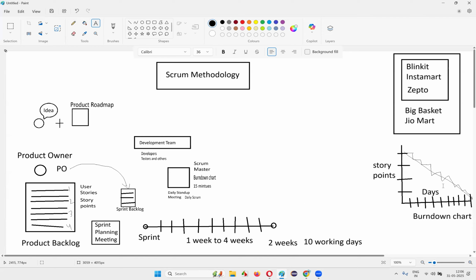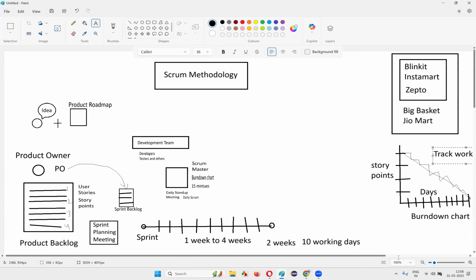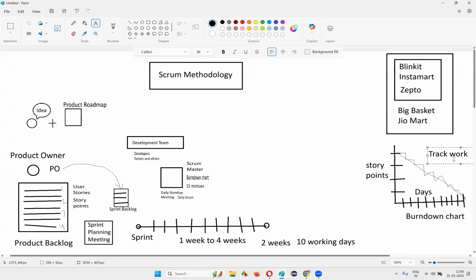I told you, right, this is the burn down chart, Mohanty, that Scrum Master will use to track your work. Scrum Master will use this burn down chart to track your work. Whether the work will be completed by the end of the sprint or not will be decided with the help of the Scrum Master and the burn down chart. Clear, Mohanty?